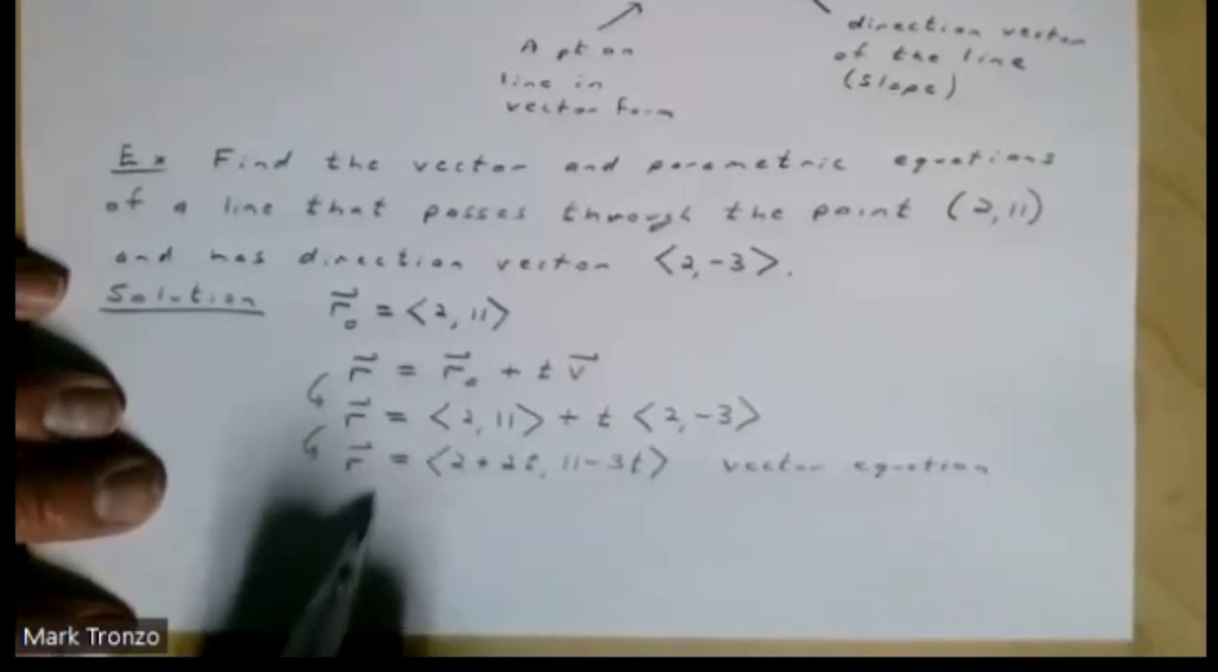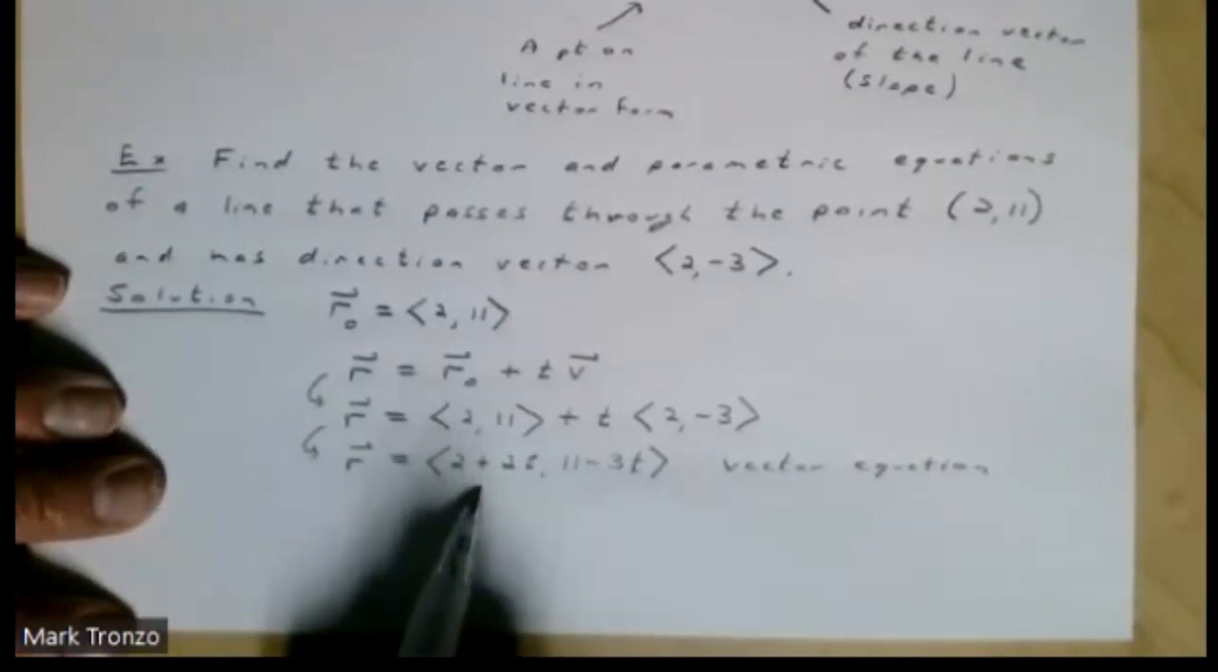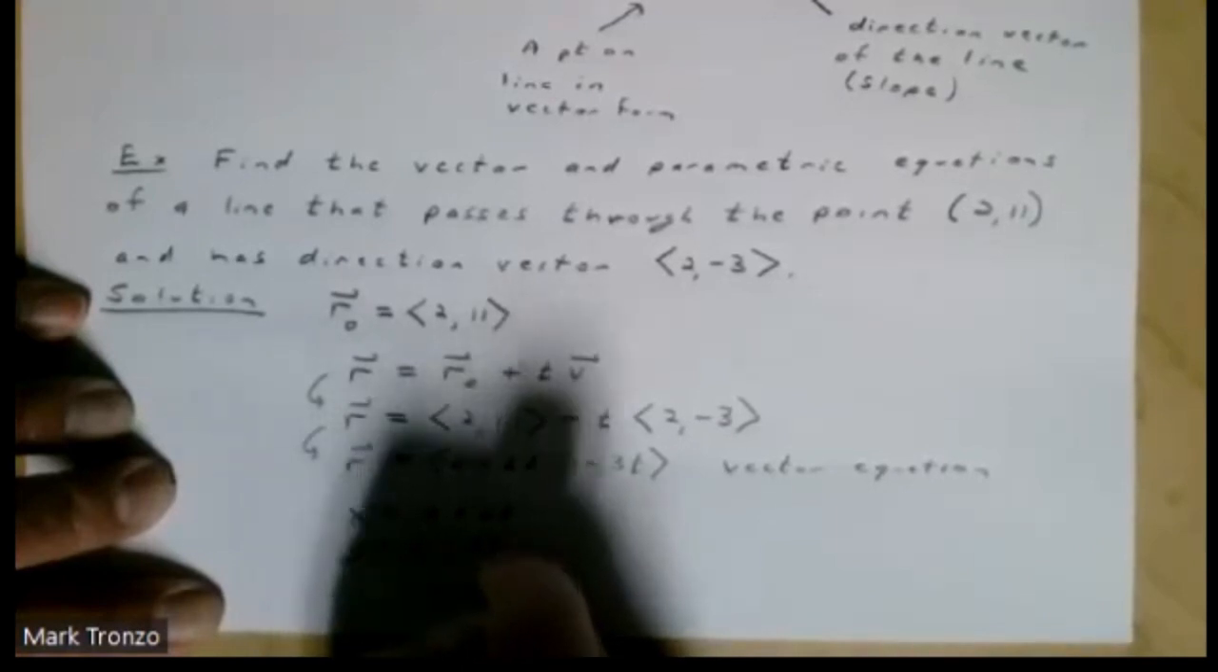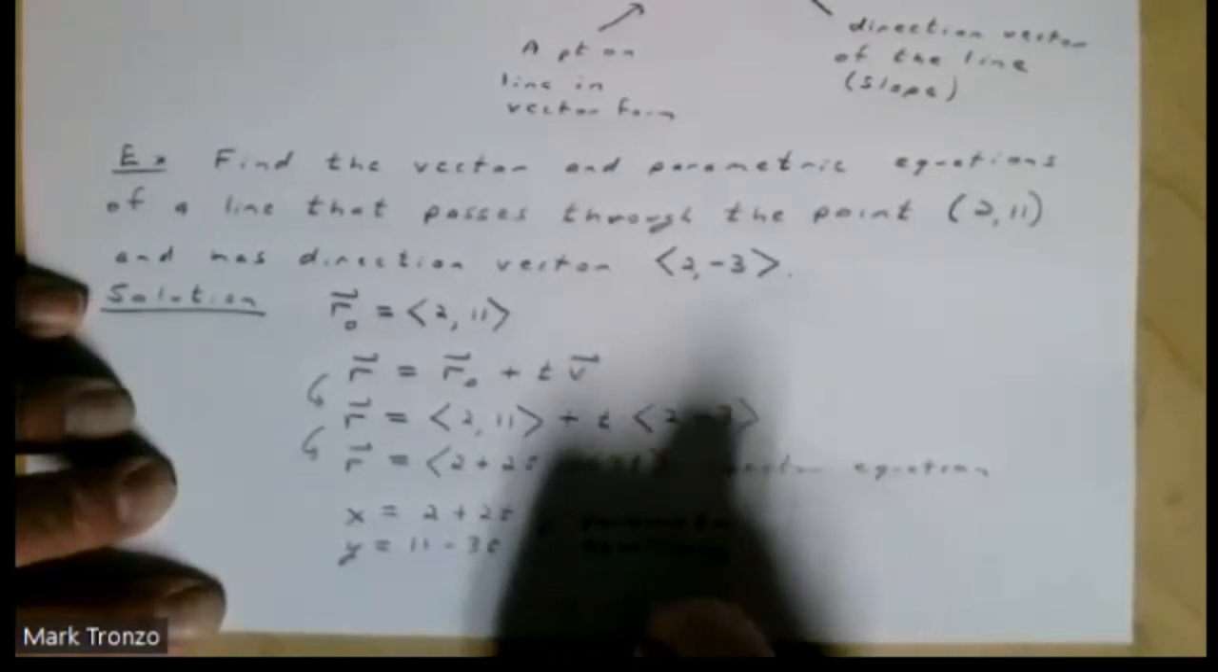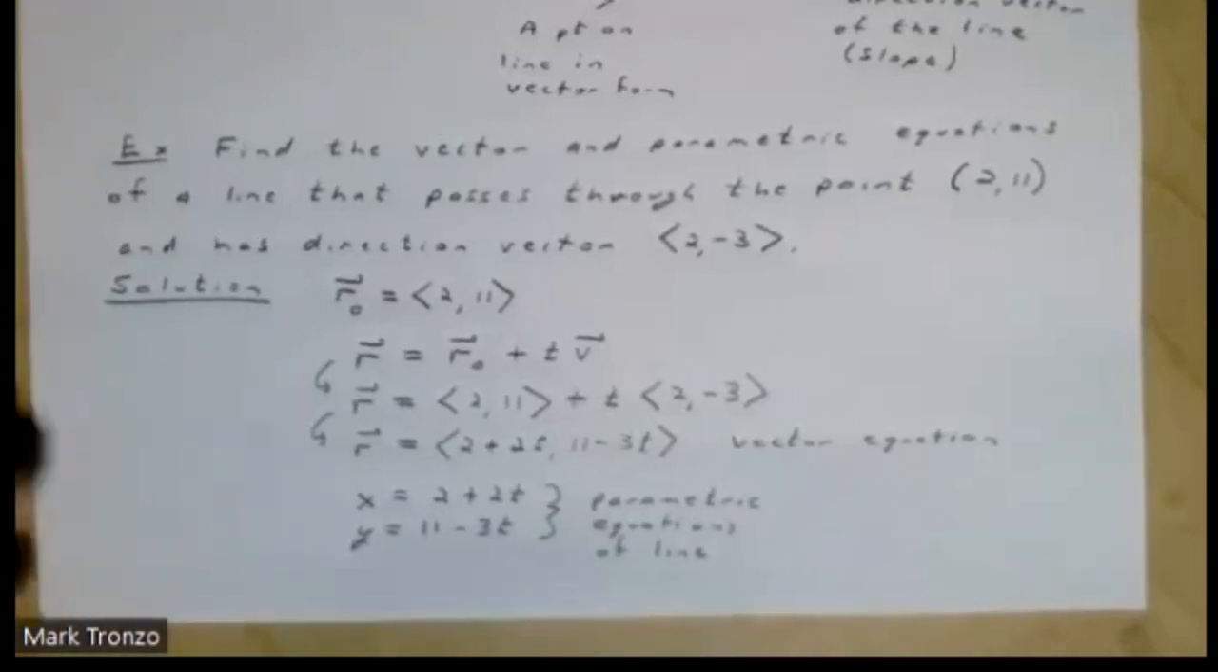If we want to do the parametric, remember that this is the x value and this is the y value. So x equals 2 plus 2t, y equals 11 minus 3t. Again, these are the parametric equations. And there you have it.